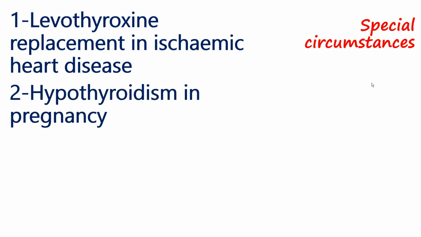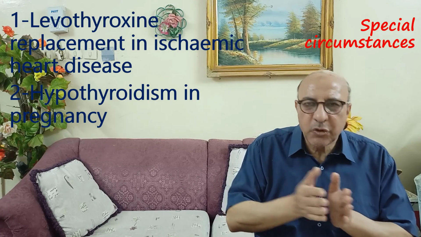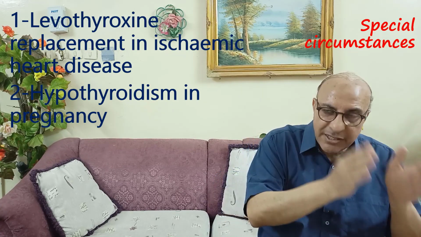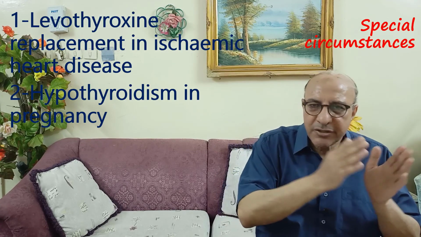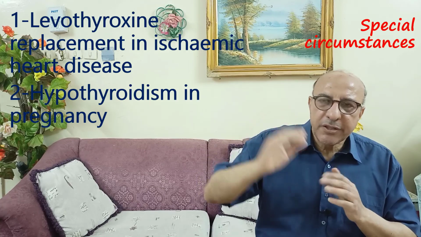The other special circumstance is during pregnancy, as the requirement for thyroid hormones is increased during pregnancy. So we are checking on the thyroid hormones and the TSH in the first, second, and third trimester, increasing the dose still to correct the TSH back to the normal reference range.